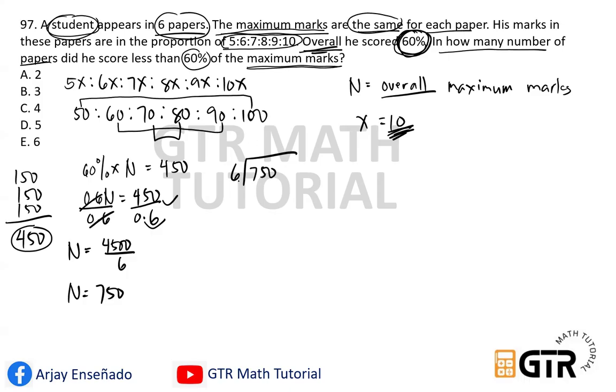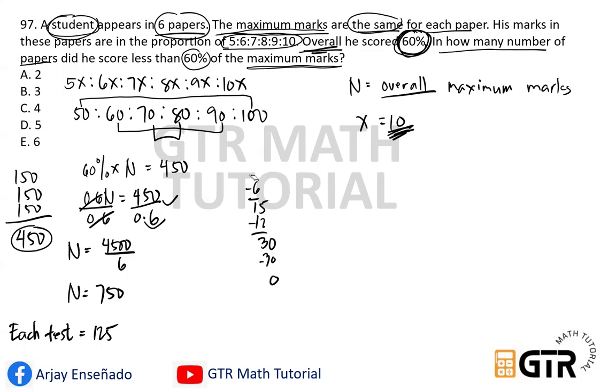So 7 divided by 6, we have 1. 1 times 6, we have 6. Subtract, we have 1. Bring down 5. 15 divided by 6, we have 2. 2 times 6, we have 12. Subtract, we have 3. Bring down 0. 30 divided by 6 is 5. 5 times 6 is equal to 30. Therefore, each test total mark is equal to 125.